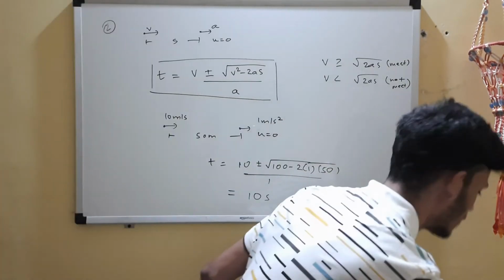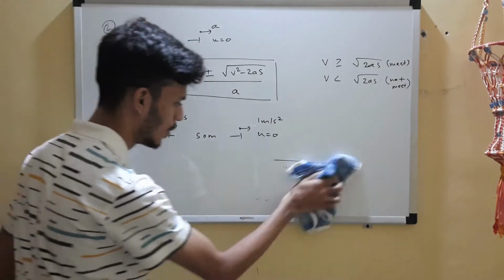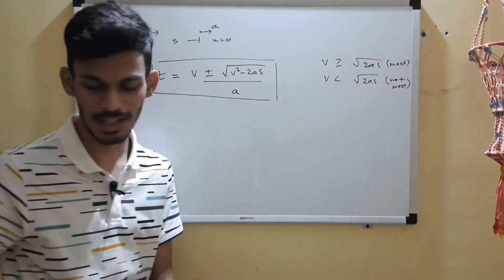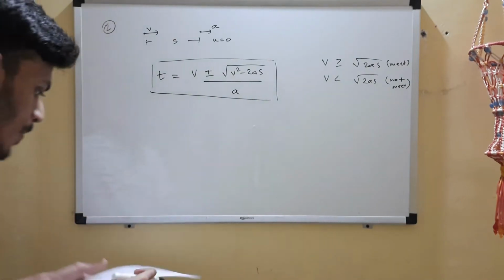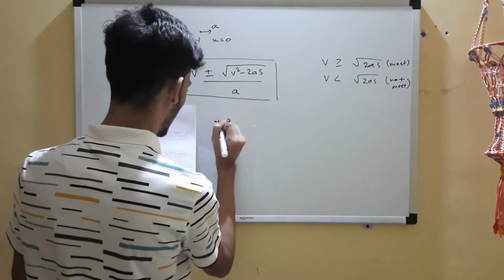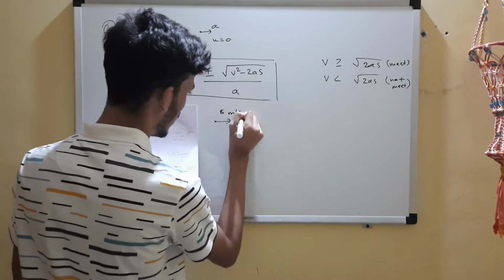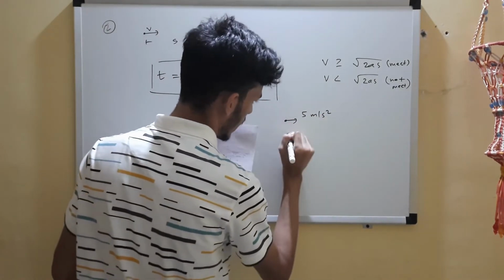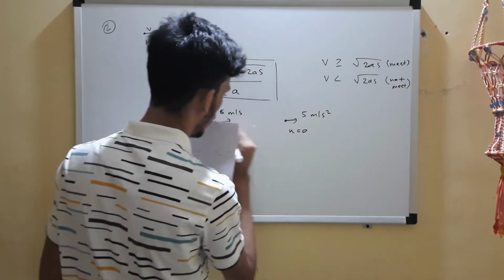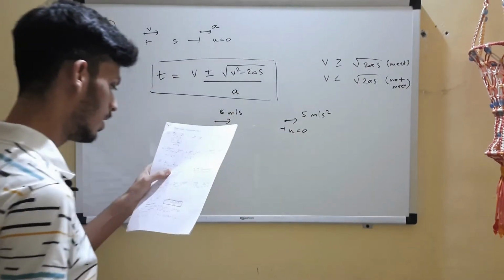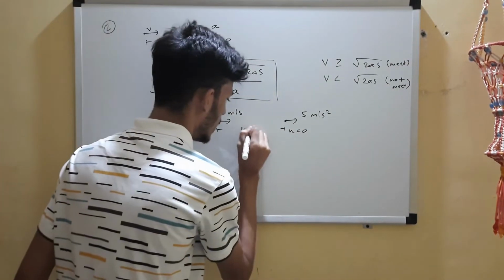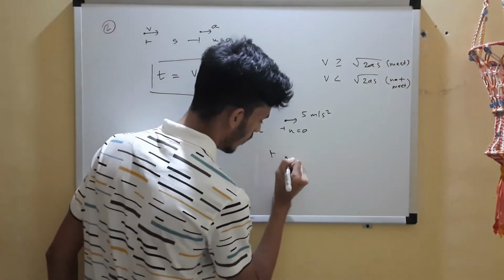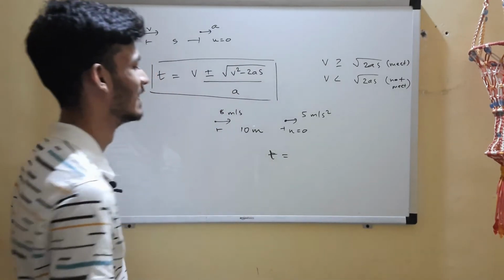Okay, the last one, we'll try one more. We can have two answers, we can have one answer, or we may not have an answer. This problem will tell you that. So 8 meters per second, 5 meters per second square. This is acceleration. U is 0, of course. This distance is 10 meters. Solve it for time. Rapid fire today, no stopping.